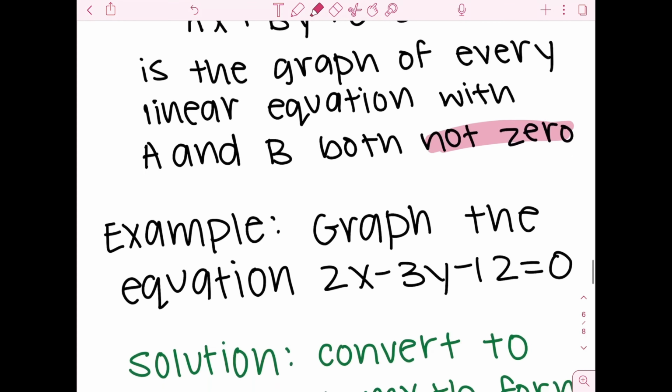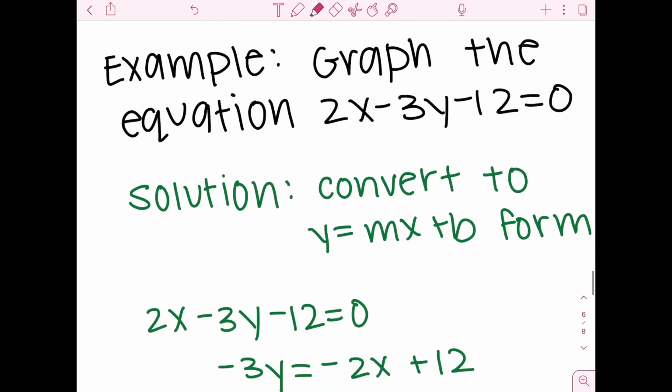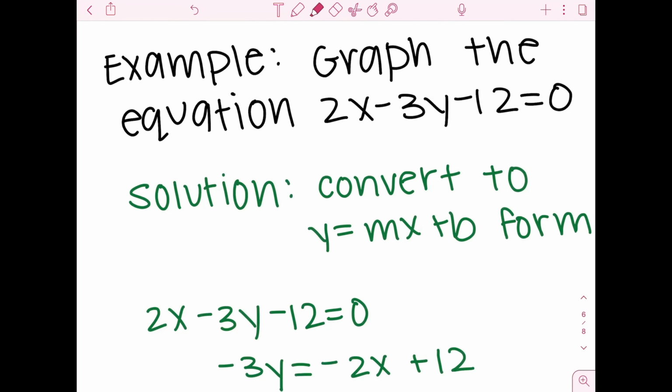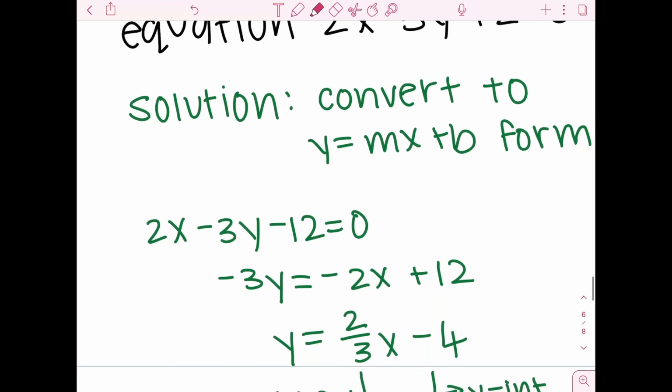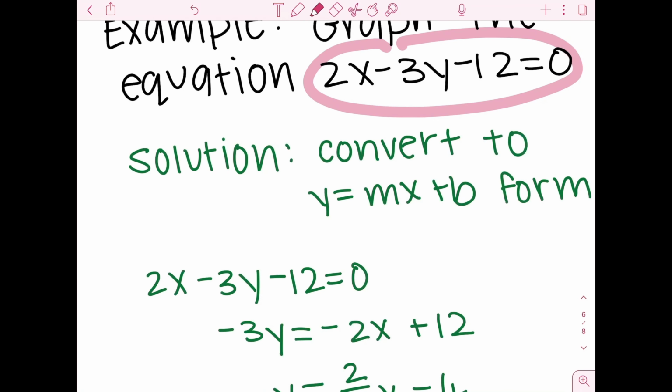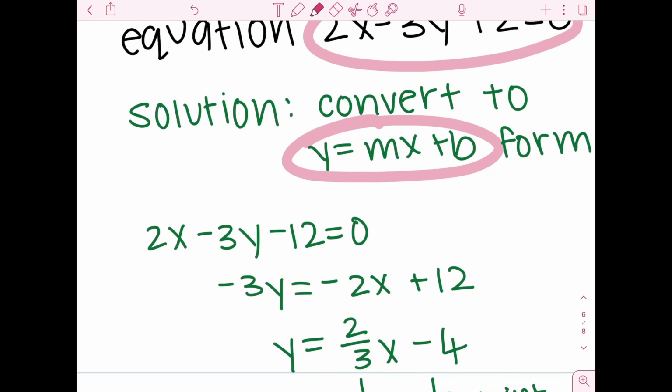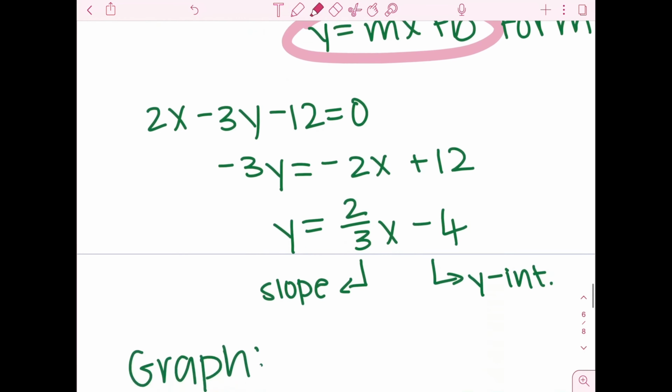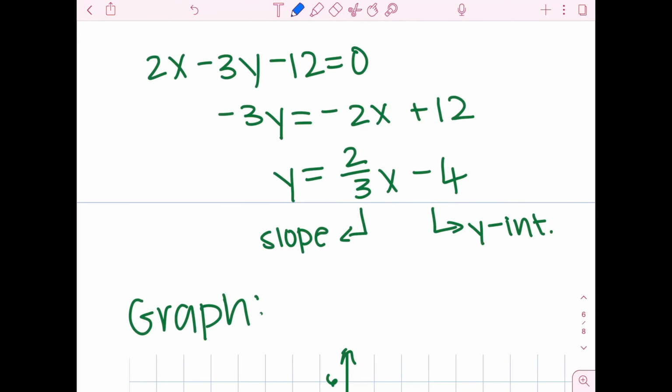Okay, so now let's go over an example. Graph the equation 2x minus 3y minus 12 is equal to 0. The easiest solution for this type of equation is to just convert it into the y is equal to mx plus b form. So we're going to go ahead and do that.